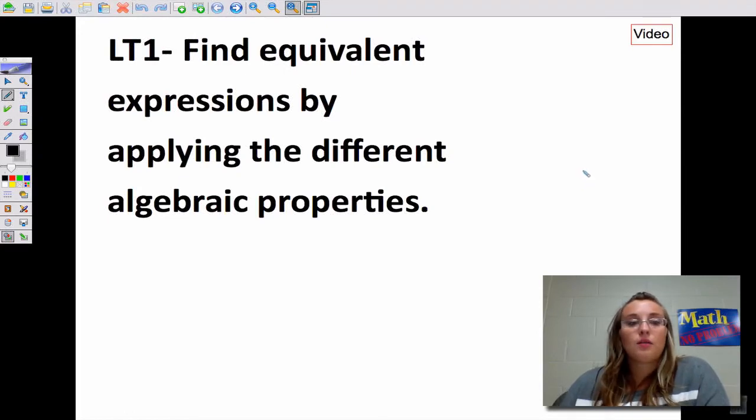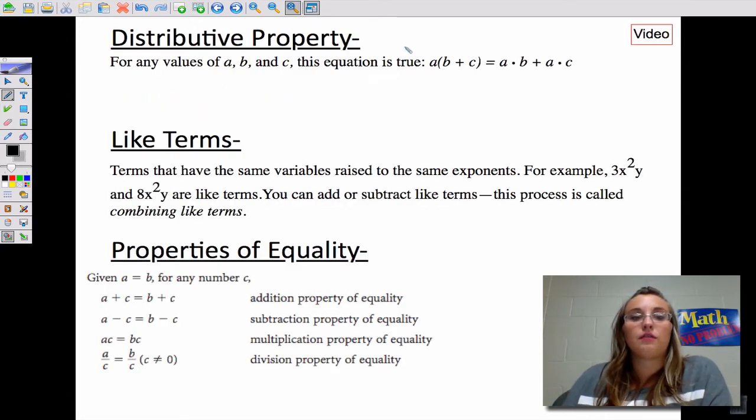All right, learning target 1 is about finding equivalent expressions applying different algebraic properties. So we're going to talk about some different properties that you're going to use to find equivalent or equal expressions. Okay? So here's what I need you to do. This is your first video.